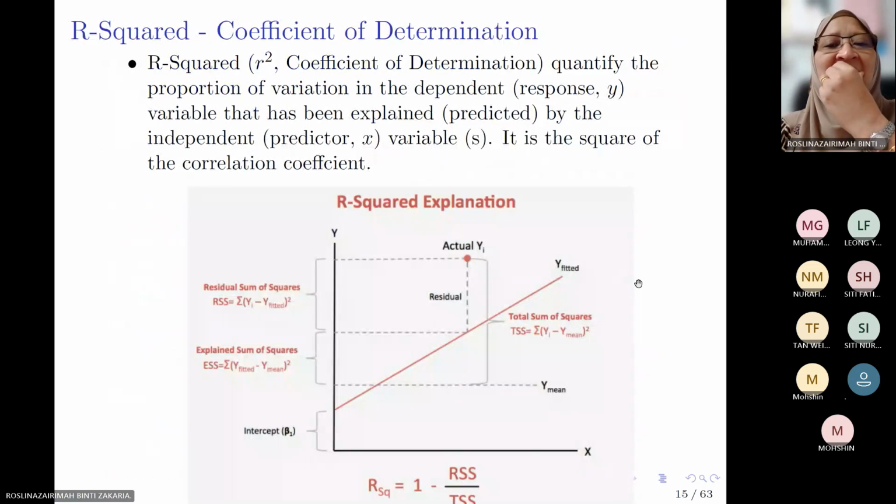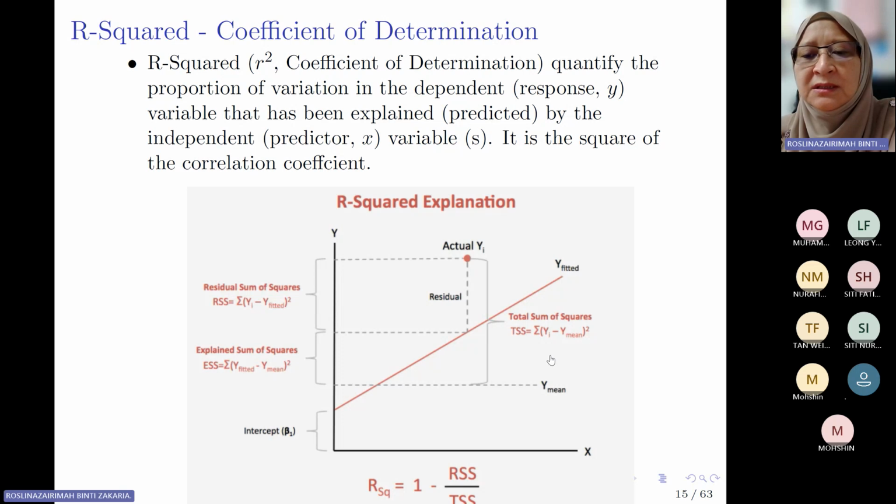Okay. This is the graphical explanation of the coefficient of determination. Kenapa dia tak nak pergi jalan ni? How do I bring this? Apa ni?